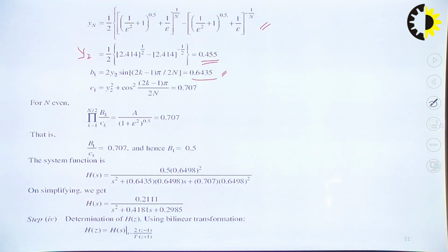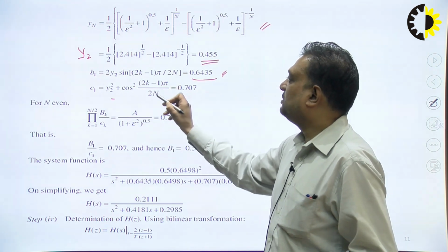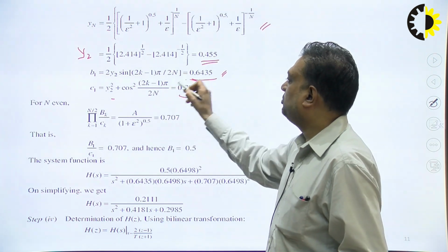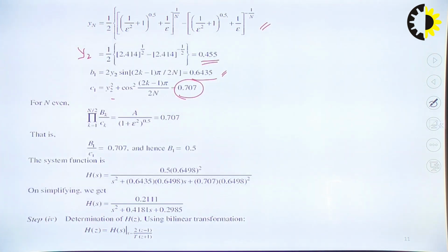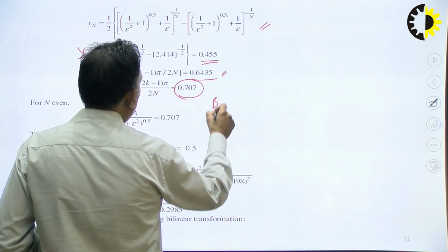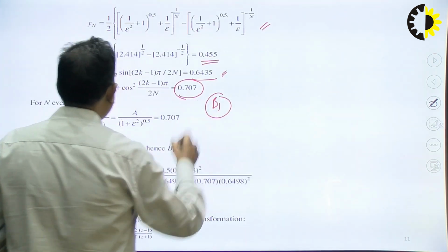Then small c1 will be equal to, we have already seen the formula, yn square plus cos square (2k minus 1) pi by 2n. So when we solve this, Y2 we put over here, the K value will become 1, so you will get the value 0.707. Now for n equals to even, we will calculate the value of capital B1. In this expression the capital B1 is required, so we will calculate the value of B1.